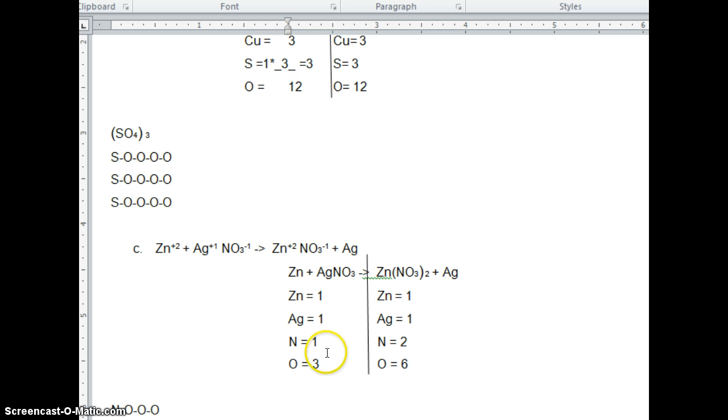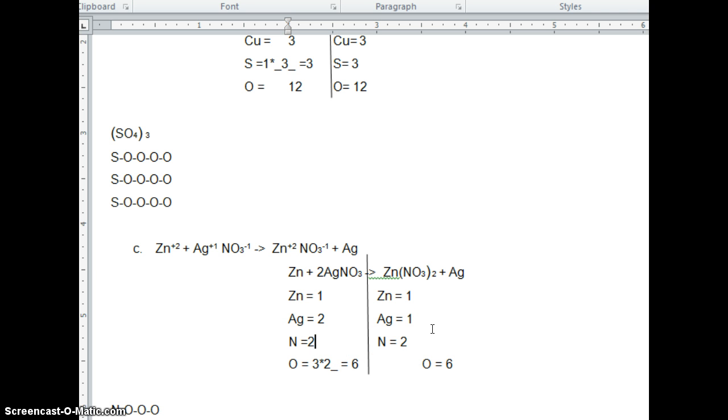So let's do this one. 3 times what is going to give me a total of 6 that I need? So we need a 2 there. Well, where's the 2 going to go up here? I cannot put it there. That's not legal. I can't put it in the middle of the compound. It has to go here at the beginning. So now, how many silvers do I have on the reactant side? 2. And how many nitrogens? Got to distribute. I have 2.